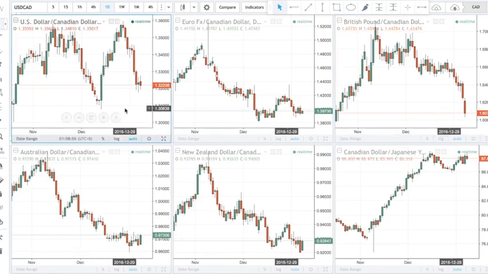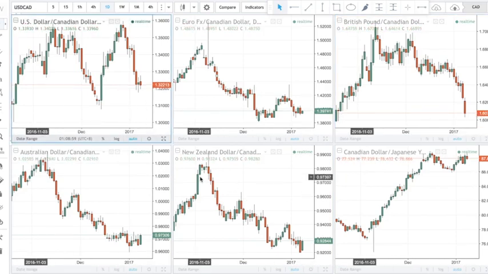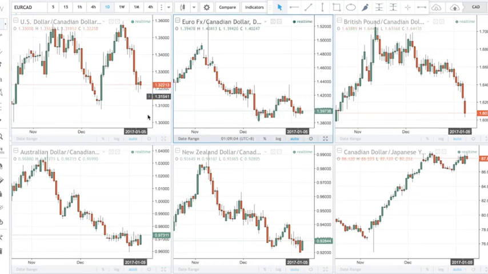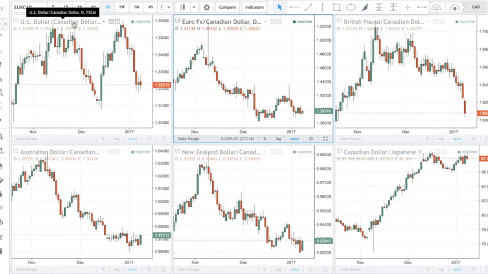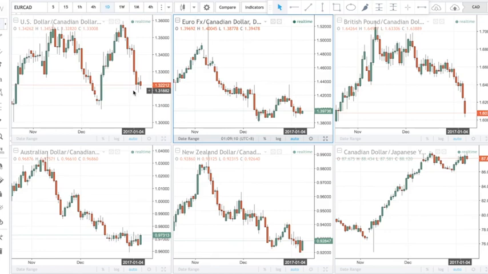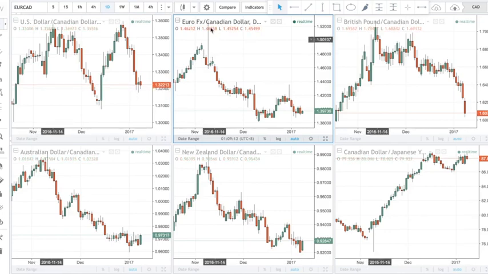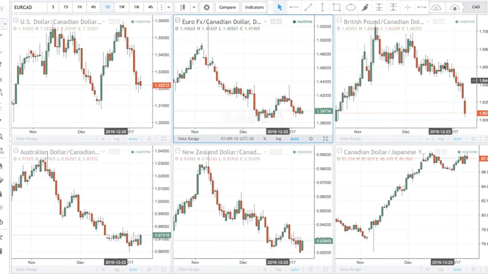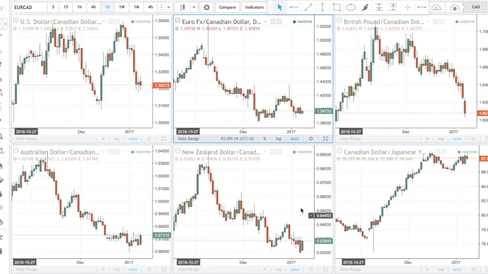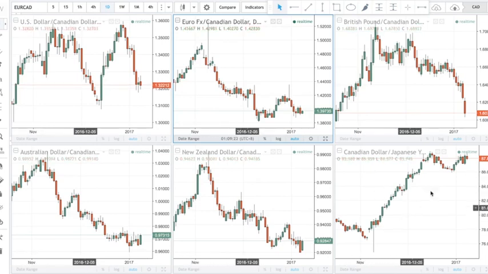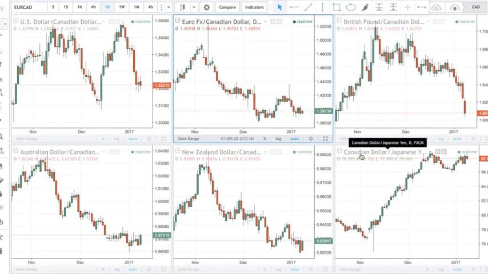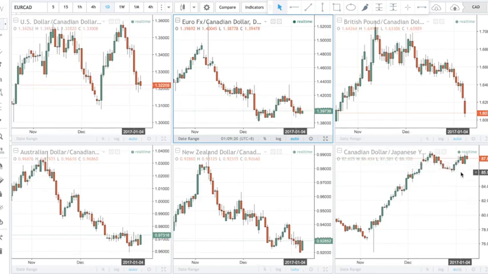Okay, so CAD being strong, +5 means majority of the pairs. I have 6 pairs, and out of 6 pairs, 5 of them are saying the same direction. They're saying CAD is strong, which means most charts should be going downwards, right? Because USD CAD has CAD on the right. So if a chart is going downwards, it represents CAD being strong. Here again, CAD going downwards represents CAD strength. Here it's upwards, and in this one, CAD yen has CAD on the left side, which means an upward market represents CAD strength.